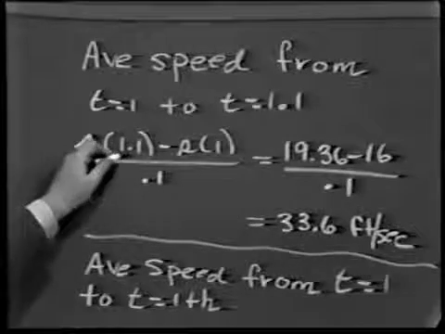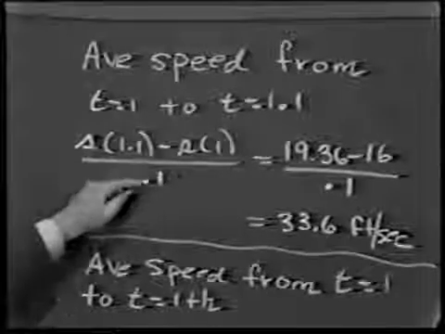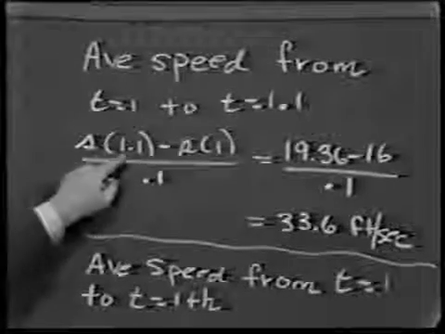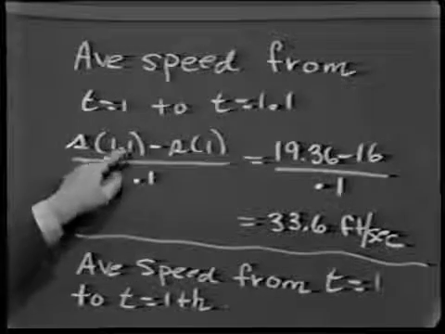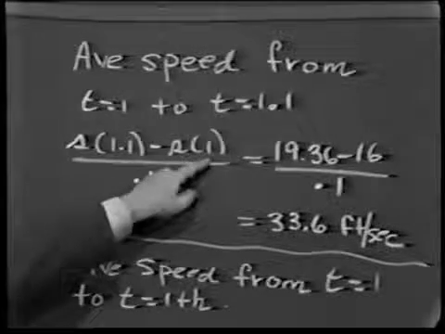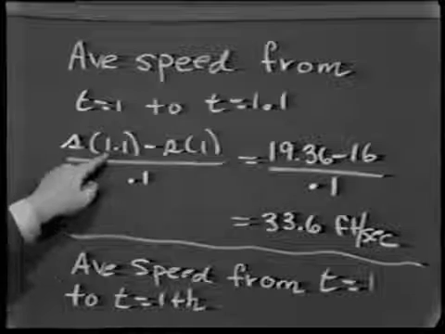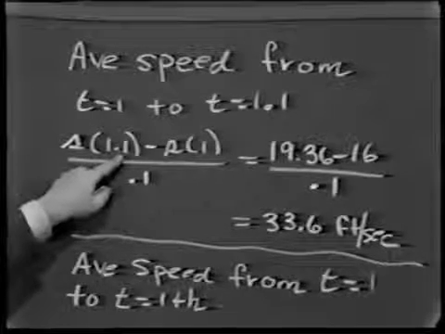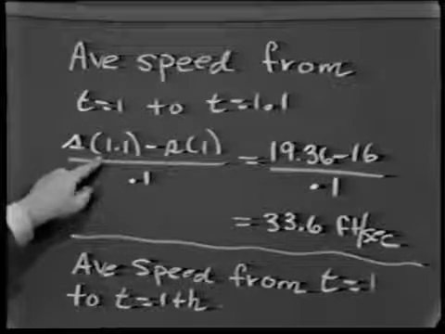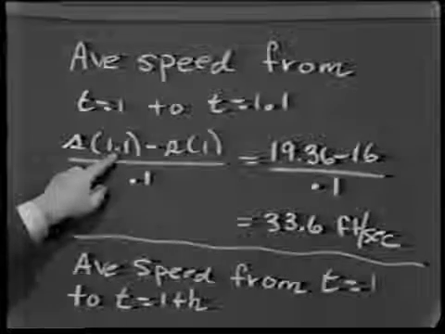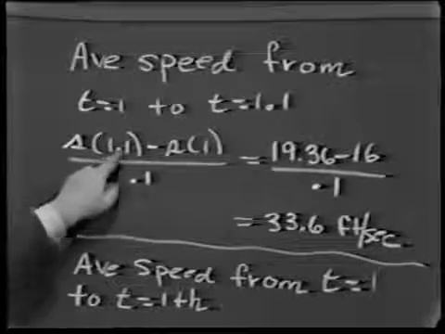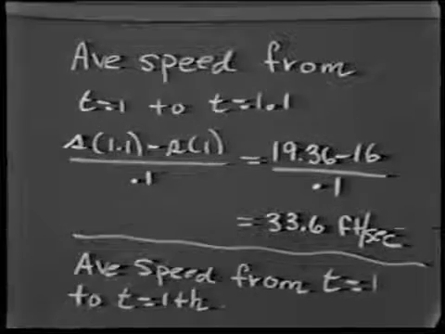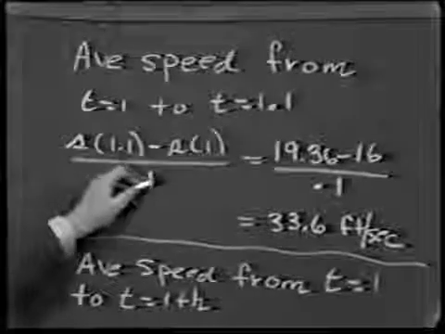And computationally, we mimic the same procedure as before. We compute s when t is 1.1. We compute s when t is 1. By the way, the only difference is that it's a little bit tougher to square 1.1 and multiply that by 16 than it was to square 2 and multiply that by 16. The arithmetic gets slightly messier, if you want to call it that. But the concept stays the same.